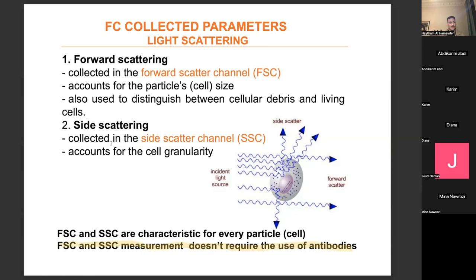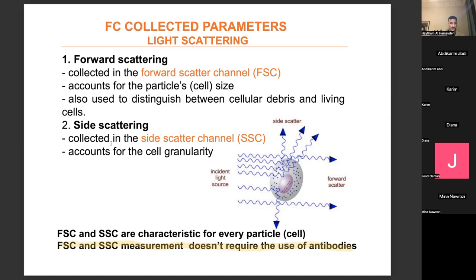Even if we have the same forward scatter, we can have different granularity, and similarly I could have the same granularity as someone else but different forward scatter. Forward scatter is like the shadow of the light shining directly in your face, whereas side scatter is the light you reflect off because of your granules. If you're transparent, light goes through you. If you're not transparent, the stuff inside you, the granules, will bounce off the light.